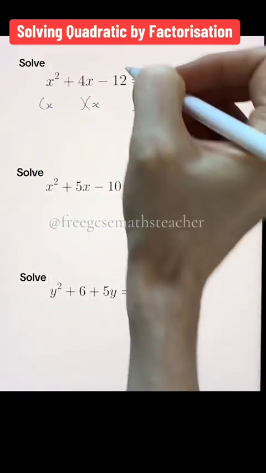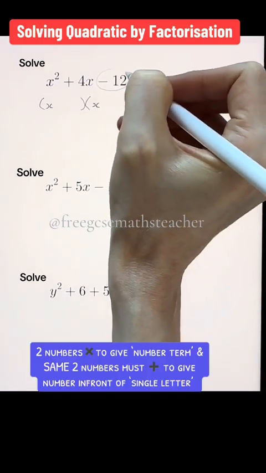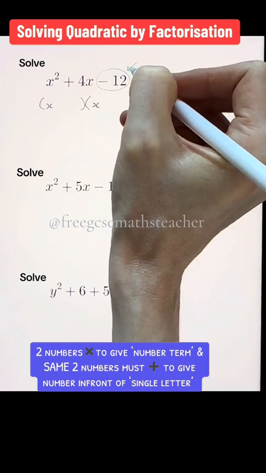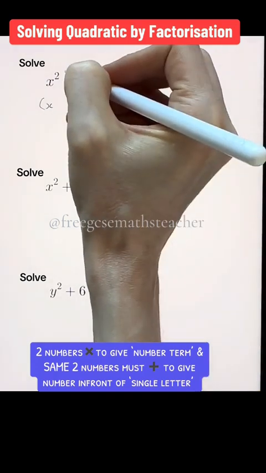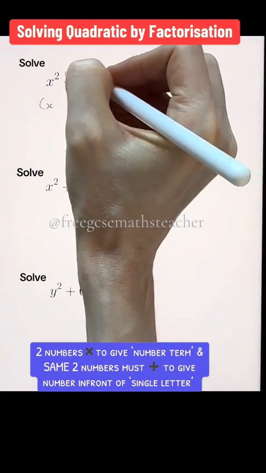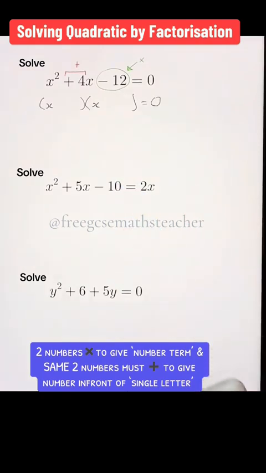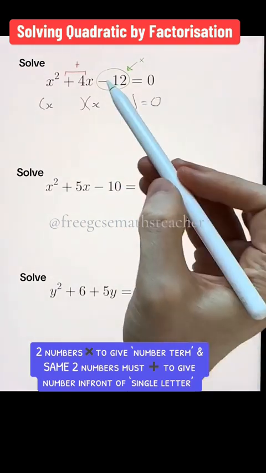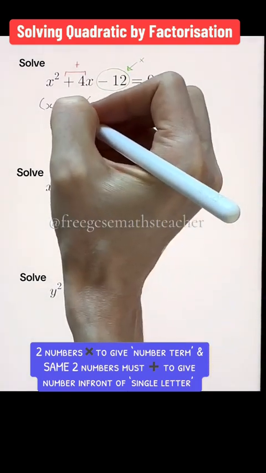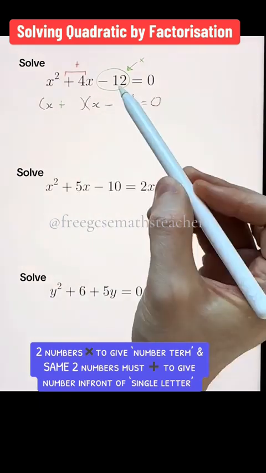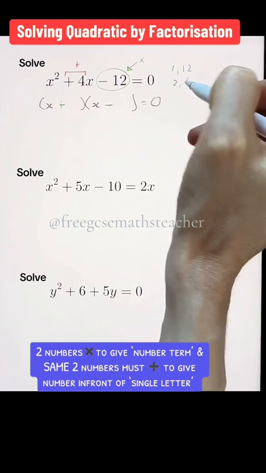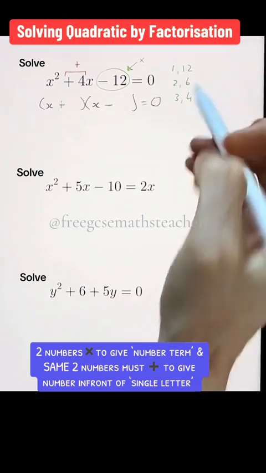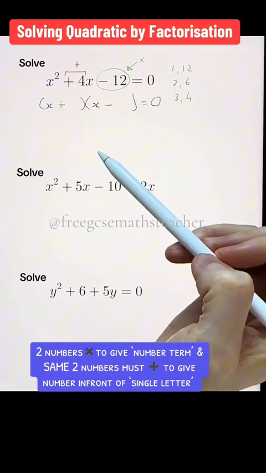My rule is I need to find two numbers that multiply together to give us the number term, in this case negative 12, and the same two numbers must still add to give us the number in front of the single letter, which in this case is positive 4. I know the only way to get a negative when multiplying is to have one positive and one negative. Listing out the factors of 12, we have 1 and 12, 2 and 6, and 3 and 4. Factors are numbers that divide into the number without leaving a remainder.